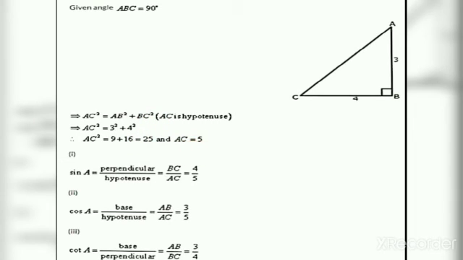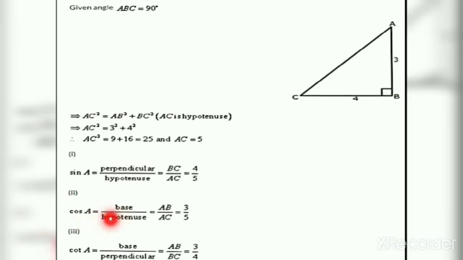Now we'll start finding sine with respect to the angle A. You know the formula for sine A, that is perpendicular divided by hypotenuse. With respect to the angle A, the perpendicular is the side opposite to that acute angle, that is BC, divided by the hypotenuse, the side opposite to the right angle, that is AC. So BC by AC. BC is 4 and AC is 5. Sin A will be 4 by 5.